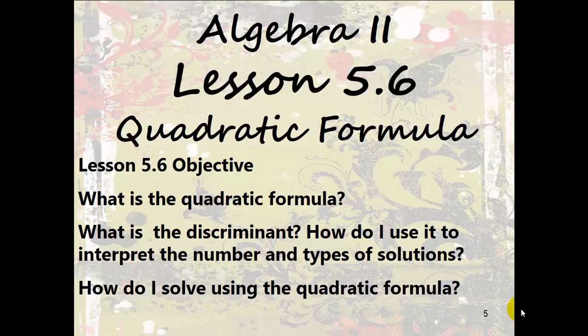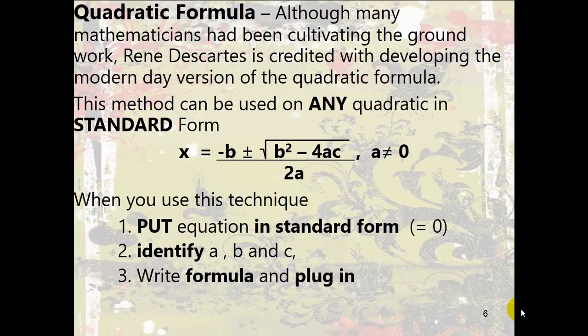So we're going to discuss what the quadratic formula is. We're going to look at some key components of it, particularly what the discriminant is and how I use it to interpret the number of solutions and the types of solutions. Finally, we're going to use our calculation of the discriminant along with the other components of the quadratic formula to solve using the quadratic formula. So let's get started.